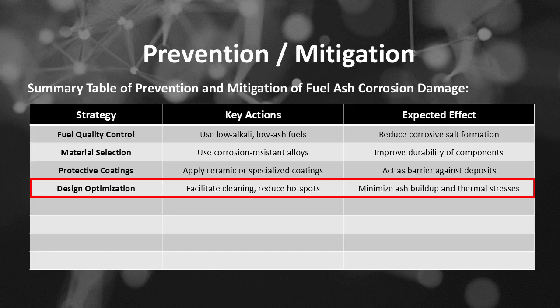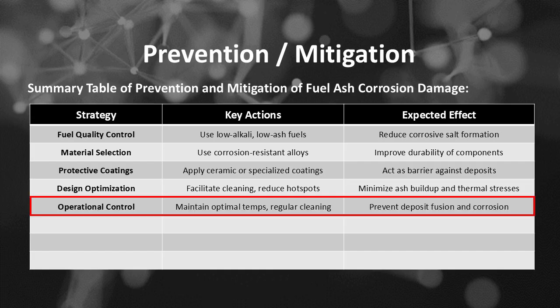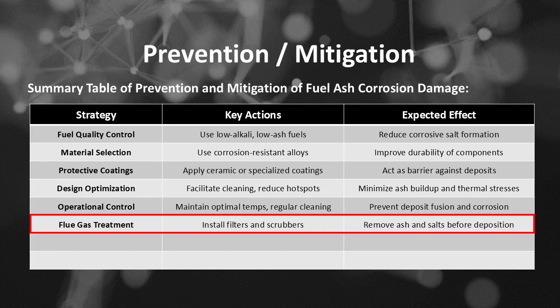If the strategy taken is design optimization, its key action is to facilitate cleaning and reduce hotspots. The expected effect is to minimize ash buildup and thermal stresses. If the strategy taken is operational control, its key action is to maintain optimal temperatures and regular cleaning. The expected effect is to prevent deposit fusion and corrosion. If the strategy taken is flue gas treatment, its key action is to install filters and scrubbers. The expected effect is to remove ash and salts before deposition.